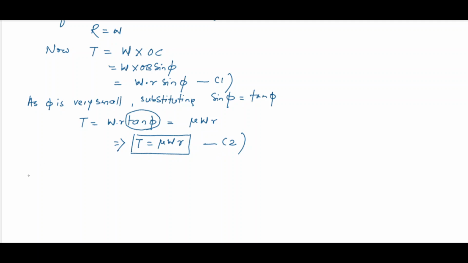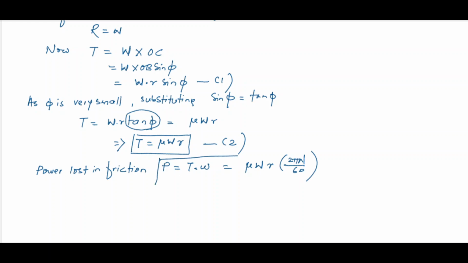Now the power lost in friction, this P is T dot omega, we know. So we can represent this as mu W r into omega, where omega is 2 pi N by 60. So this is the power lost in friction. Let's say equation 3.